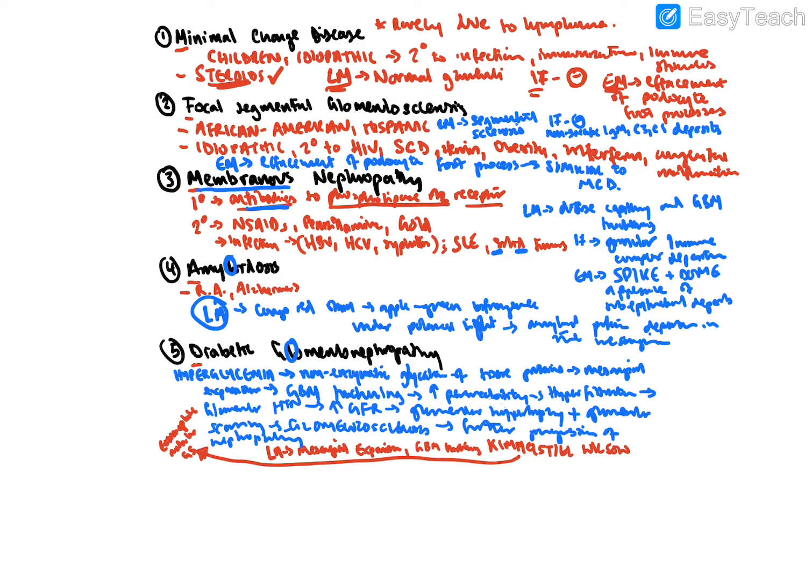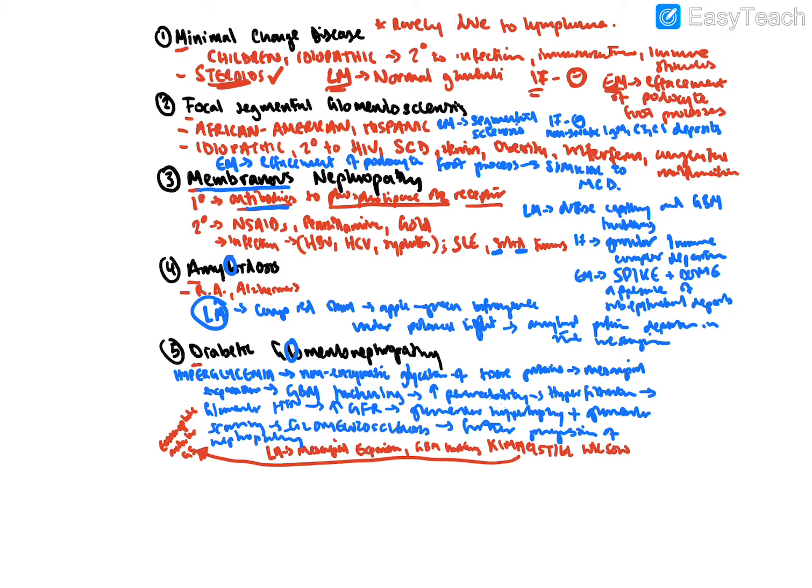So what will we see? Light microscopy, glomerulosclerosis. So you will see segmental sclerosis. Immunofluorescence is usually negative, but you might see non-specific IgM deposits, C3 or C1 deposits. With electron microscopy, you will see the same thing as with minimal change disease, effacement of the podocyte foot processes. Now we move on to the next one, membranous nephropathy.